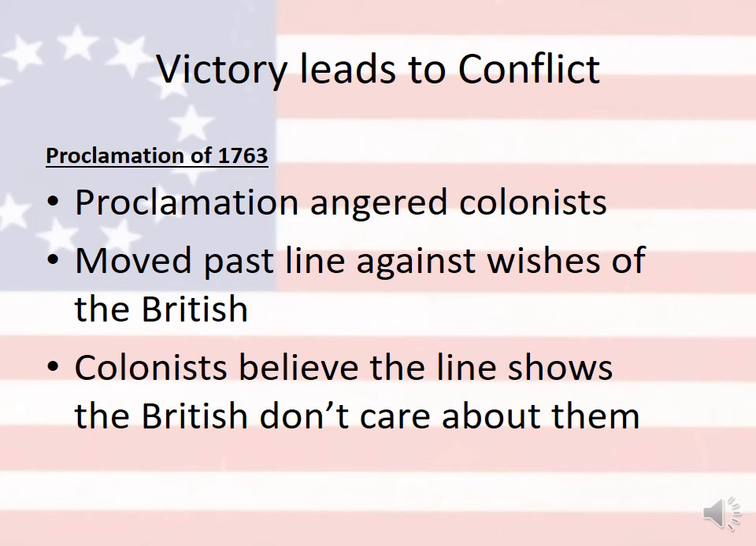The Proclamation Line of 1763 angers the colonists. They move past the line against the wishes of the British, and the colonists believe that the line shows them that the British don't care about them.